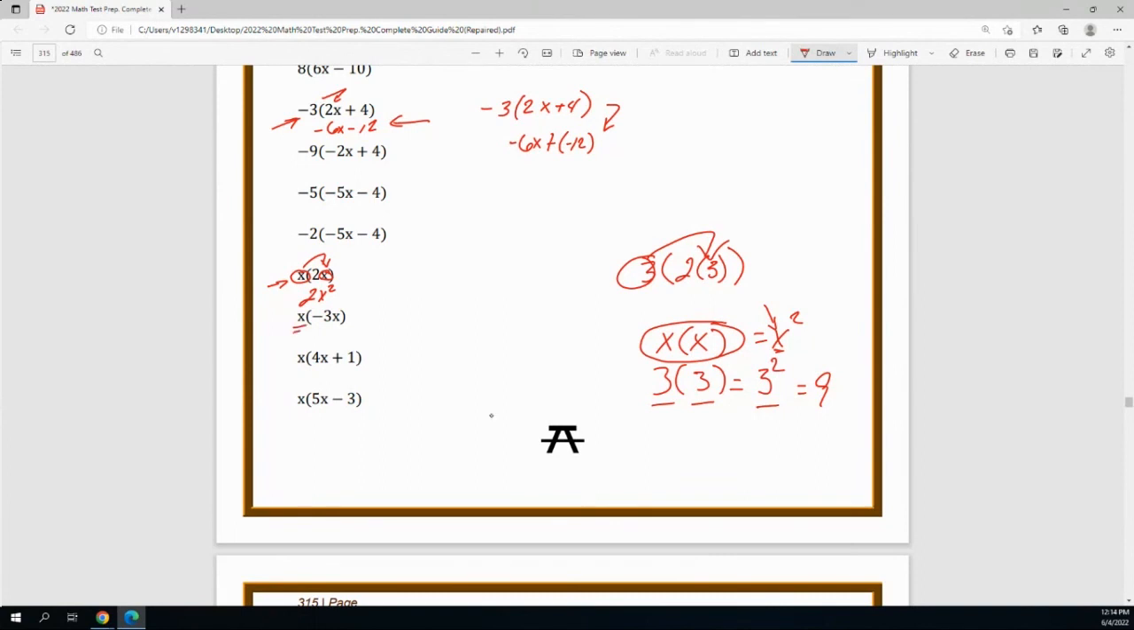So x times negative 3x is negative 3x squared. Let's try the next one. x times 4x, 4x squared. Now keep going. x times positive 1x, or positive 1. You would say plus. Now, if you want to say 1x, that's fine. Most of the time it's written like this, and that would be the same thing. These two things are the same, though this is more common on the test, the way they write it.